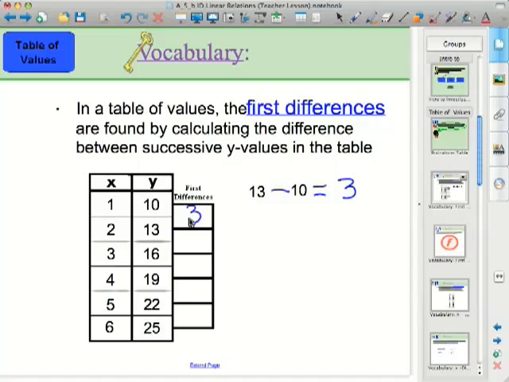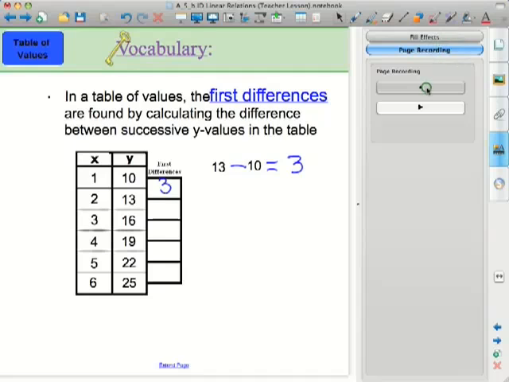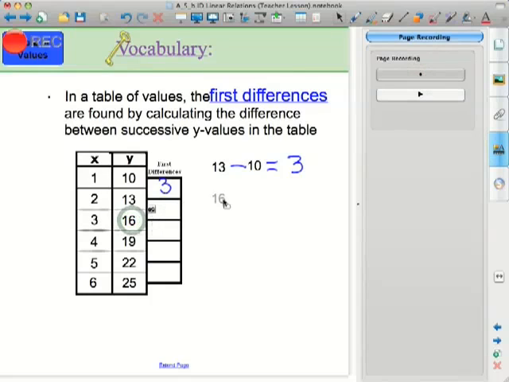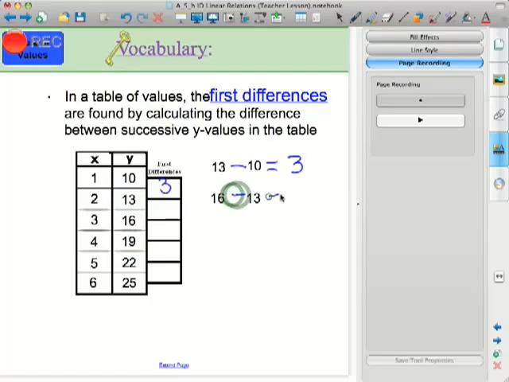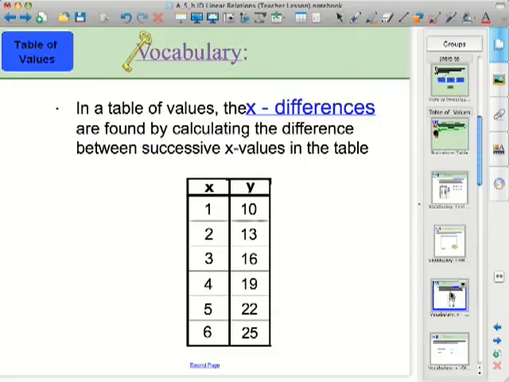What I usually do is make use of my page recording feature. So I'm going to record myself going through an example of calculating the first difference. The reason I do this is because later on I'm going to have students calculate first differences themselves. And there we go. Instead of having to go through multiple examples, students can use this playback feature to see how I calculated those first differences. I'll do the same to calculate the x differences on this table of values.